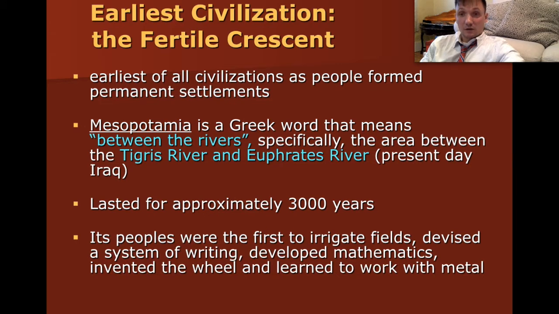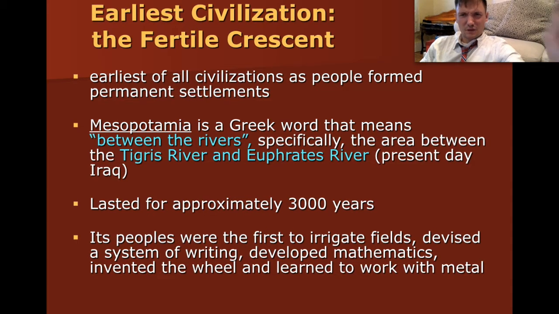Now, it is the earliest of all civilizations. It formed its first permanent settlements over 3,000 years ago. Mesopotamia is actually a Greek word, of course, because we're Western Civ. We're going to call it Mesopotamia because we like the Greeks. It means between two rivers, specifically the area between the Tigris and the Euphrates River. Everybody's heard of the Tigris and Euphrates, and you've heard of the Nile. But did you know that that area is in present-day Iraq? A lot of teachers don't like to teach geography anymore, but I eat that stuff up. So the Tigris and the Euphrates River are in present-day Iraq.